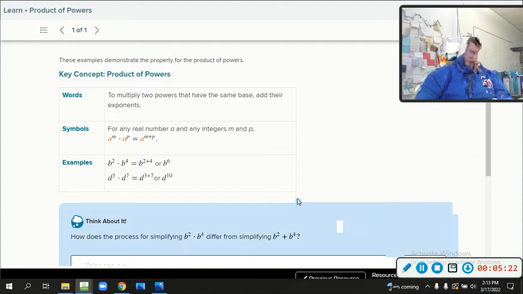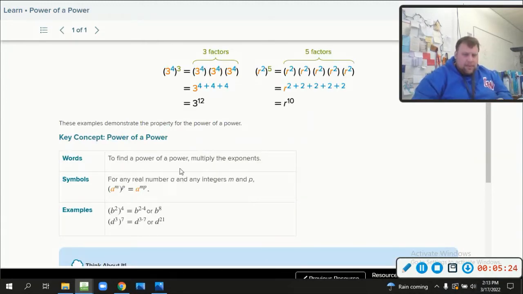Okay, go ahead and write these notes down. Again, I'm just going to pause it here in a minute, but this is the power of a power. Whenever we have a letter raised to an exponent, with an exponent raised to another power, we're just going to multiply those powers together.